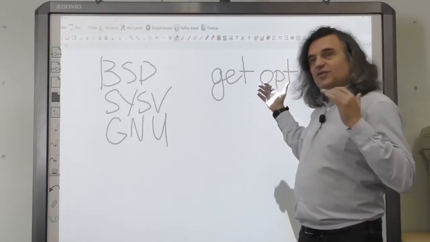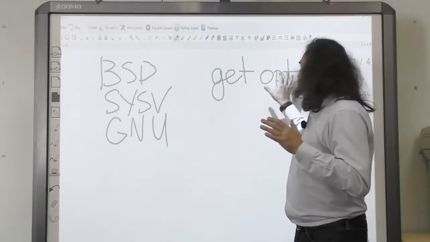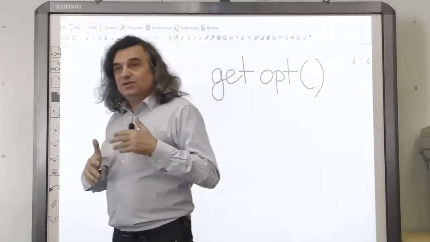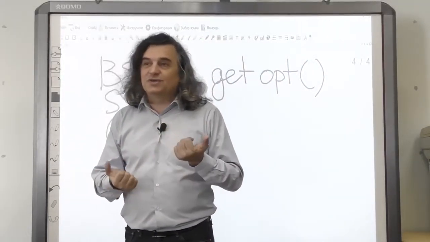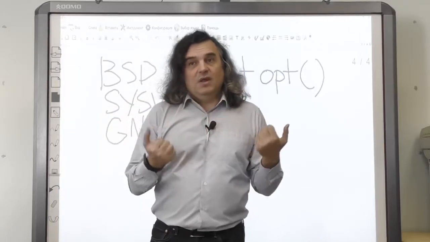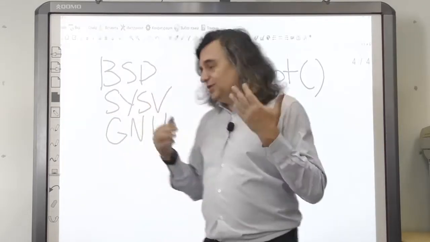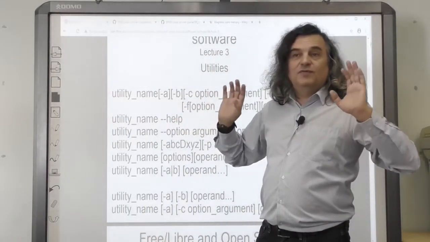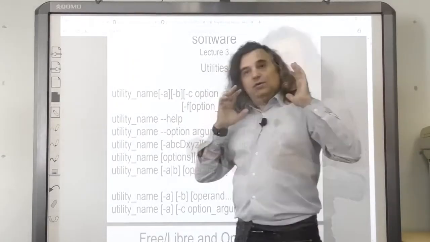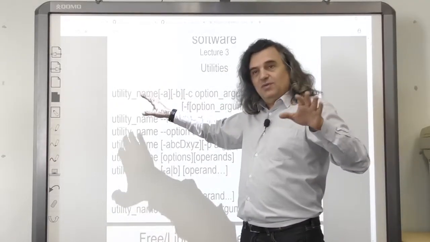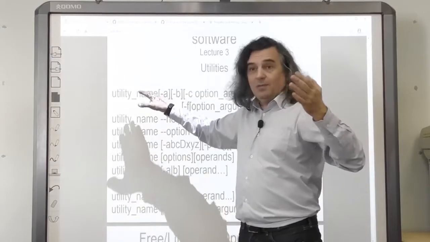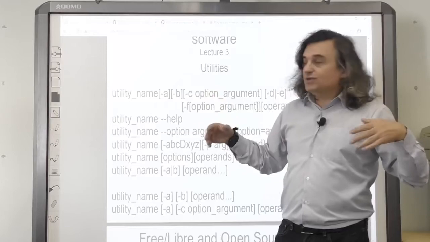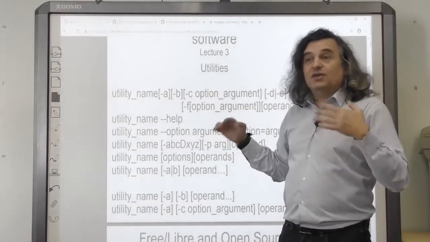Command line arguments of programs are mainly parsed by the getopt function, which actually determines the form of the parameters when the command is invoked. This is an example of a utility's synopsis description. The utility in the example is named utility_name. It is followed by options, option arguments, and operands.